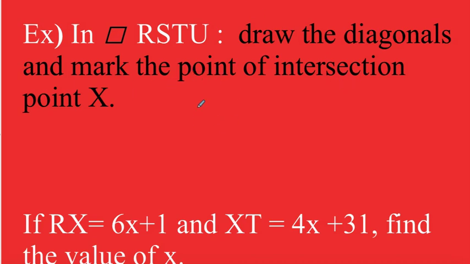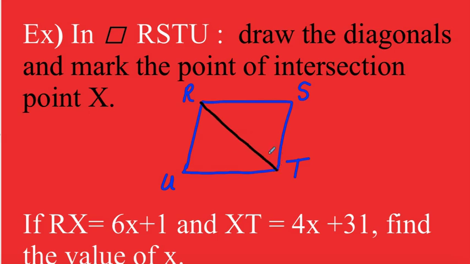Okay, so I'm going to do that. I'm going to draw RSTU. There's my parallelogram. And R, I'm going to start in the top left corner, clockwise, RSTU. I'm going to draw in my diagonals. These are the diagonals. The diagonals go across. Okay, and then I'm going to mark their point of intersection X.